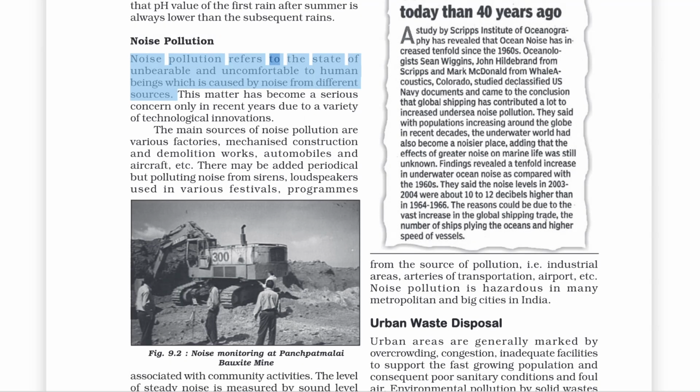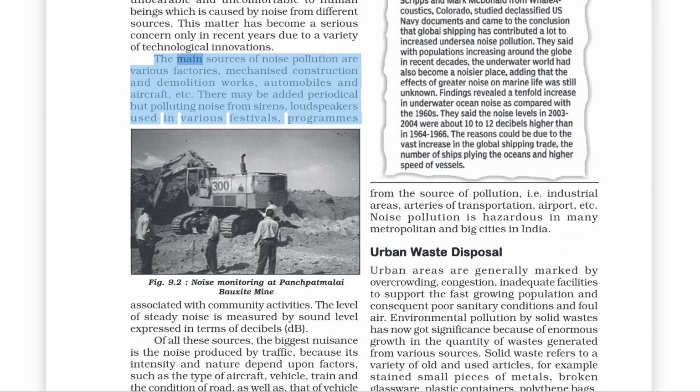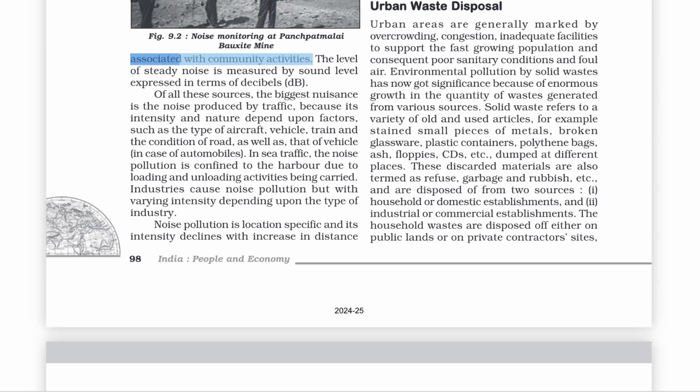Noise pollution refers to the state of unbearable and uncomfortable conditions for human beings, caused by noise from different sources. This matter has become a serious concern only in recent years due to a variety of technological innovations. The main sources of noise pollution are various factories, mechanized construction and demolition works, automobiles and aircraft, etc. There may be added periodical but polluting noise from sirens and loudspeakers used in various festivals and programs associated with community activities. The level of steady noise is measured by sound level expressed in terms of decibels, dB.